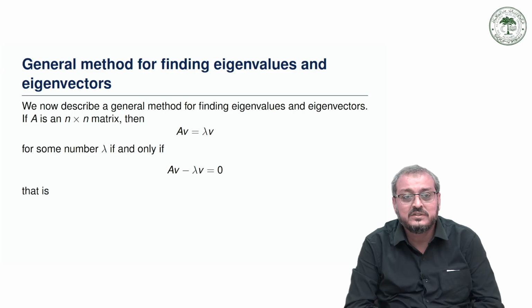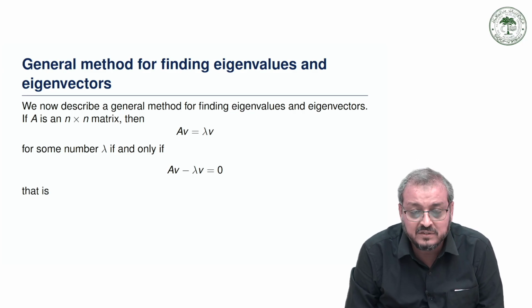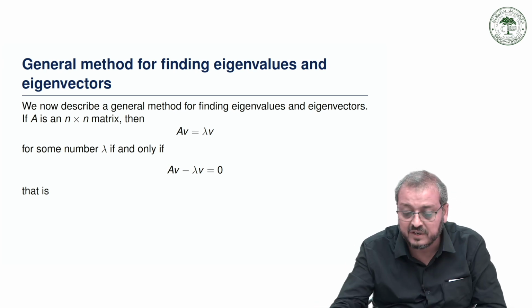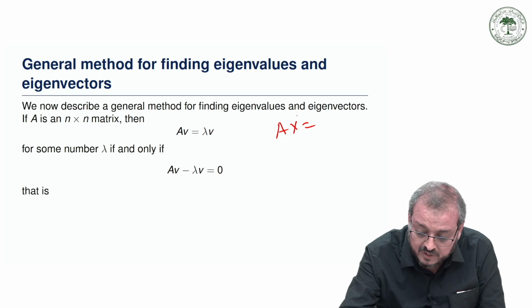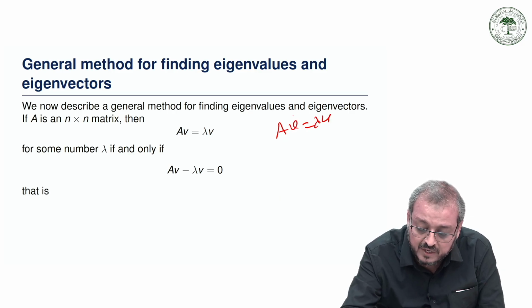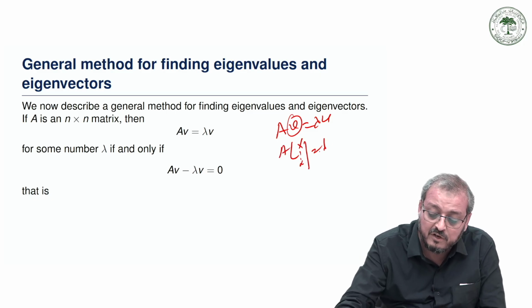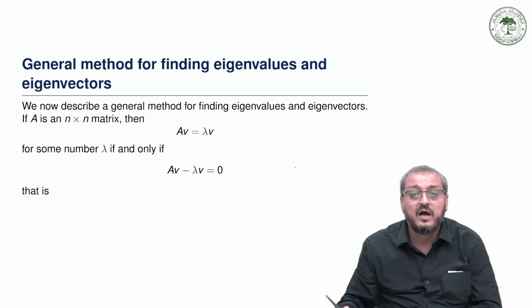In this class we discuss the general method for finding eigenvalues and eigenvectors. In the last class we found the eigenvalues and eigenvectors by writing Av = λv. We took any vector with components x, y up to xn, and then found the value of λ corresponding to the eigenvalues.